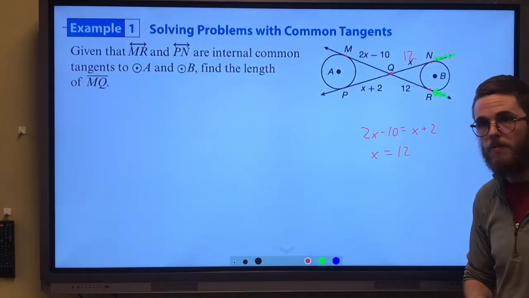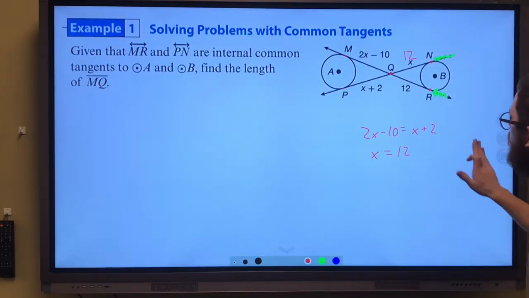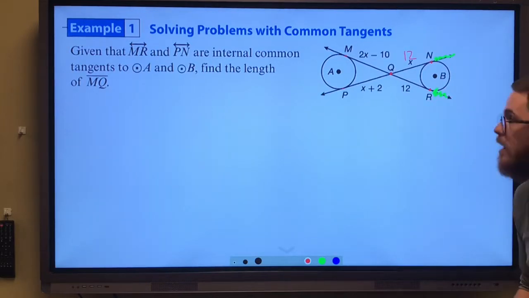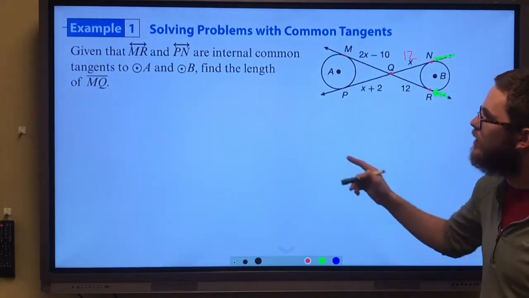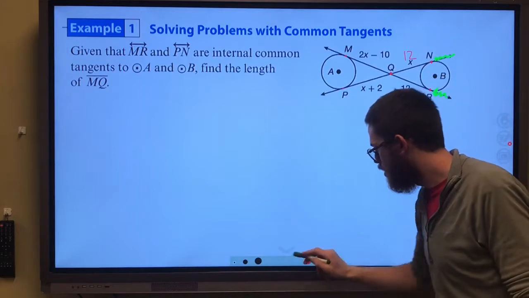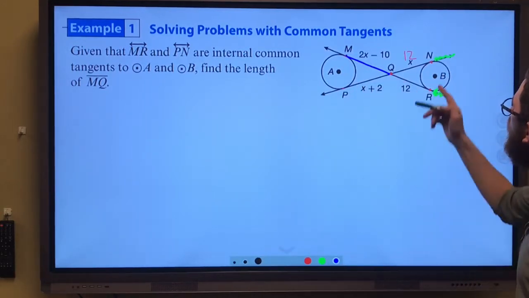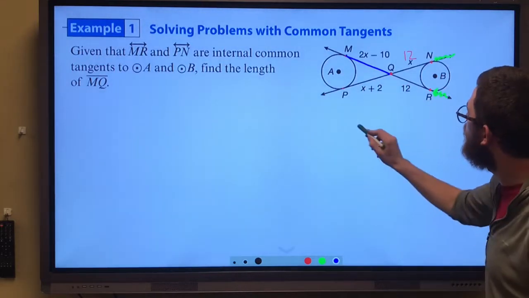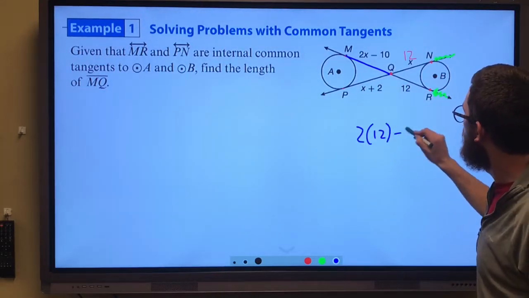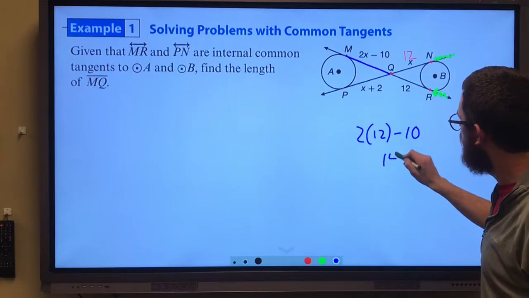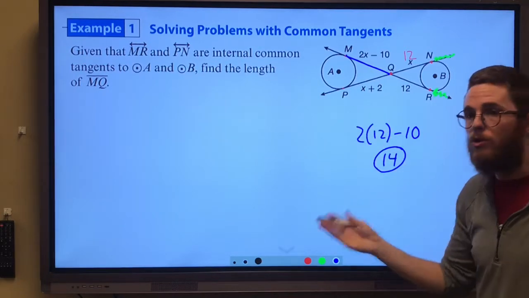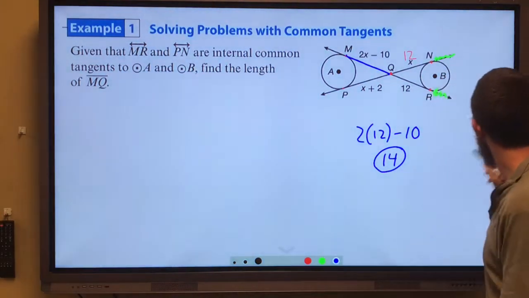X is 12. But that's not necessarily the question at hand here. We want to find the length of MQ. Where's MQ? MQ is right here. And so all I need to do is take 12, plug it in for x. 2 times 12 minus 10 gives me 14. MQ is 14 units.